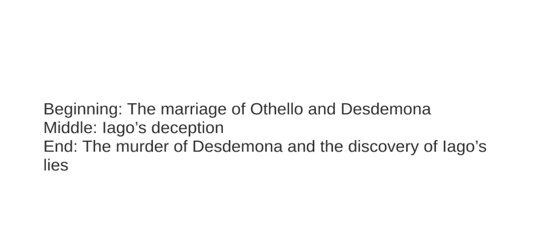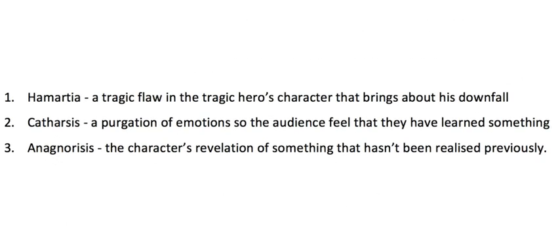Now, within this three-part structure, then there are three main ingredients: the hamartia, a tragic flaw in our tragic hero's character that will bring about his downfall. The catharsis, that's the purgation of emotions so the audience feel they have learned something. And the anagnorisis, the character's revelation of something that hasn't been realized previously.